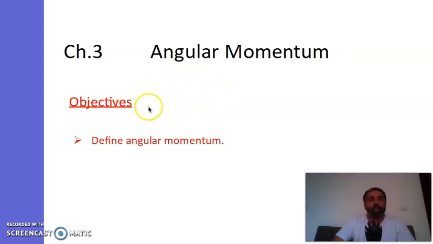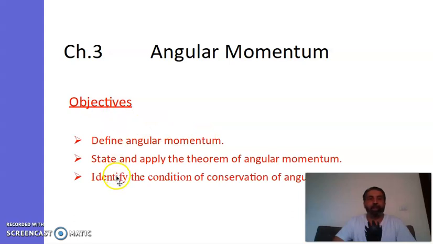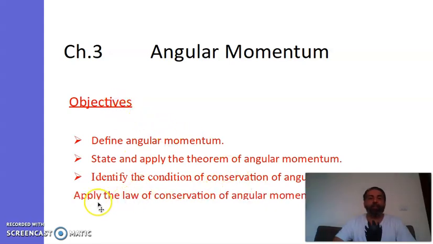Now the first objective, define angular momentum. Second objective, state and apply the theorem of angular momentum. Third objective, identify the condition of conservation of angular momentum, and finally apply the law of conservation of angular momentum to solve problems.